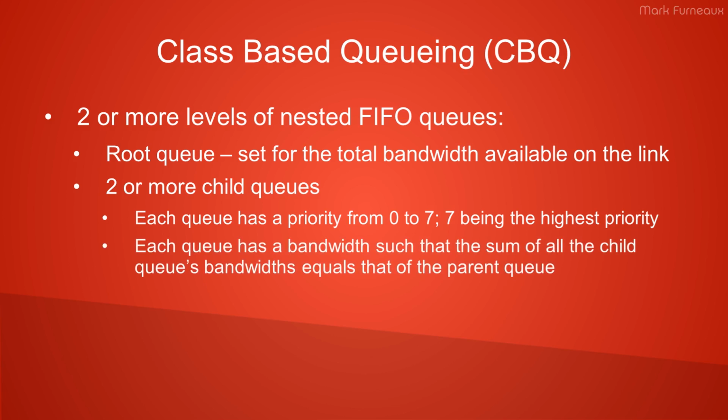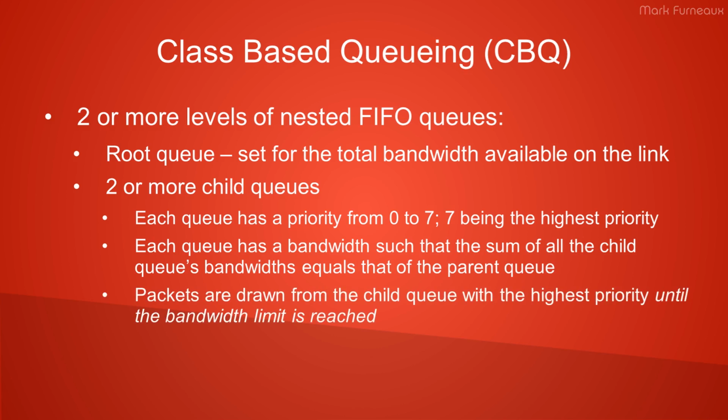However, the big difference is that every queue also has a bandwidth, and it's set up such that the sum of all of the child queues' bandwidths equal that of the parent queue. So if you only have two levels, all of the child queues' bandwidths must add up to the root queue.